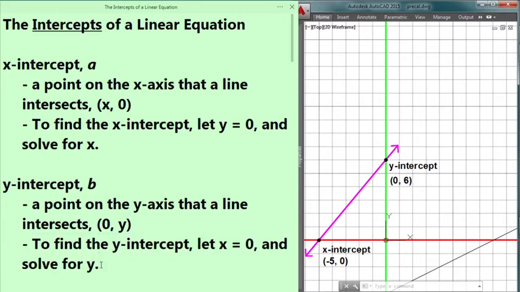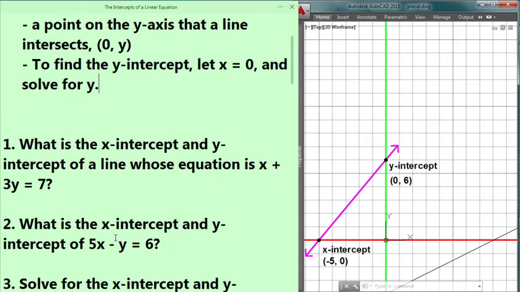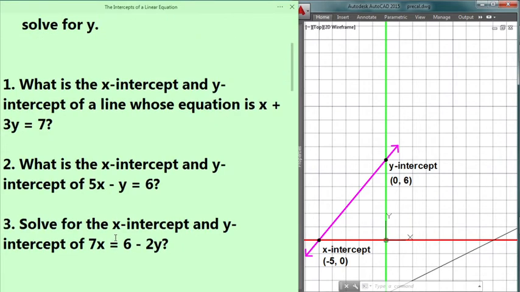So, meron tayong mga example dito at subukan natin. We have 3 examples here. Subukan natin kung paano yung sasagutan isa-isa. Now, what is the x-intercept and y-intercept of a line whose equation is x plus 3y is equal to 7?